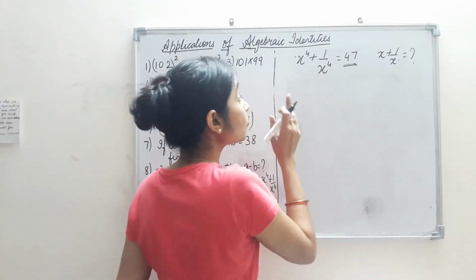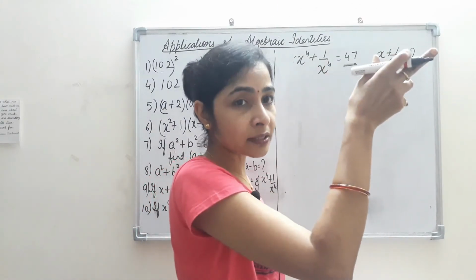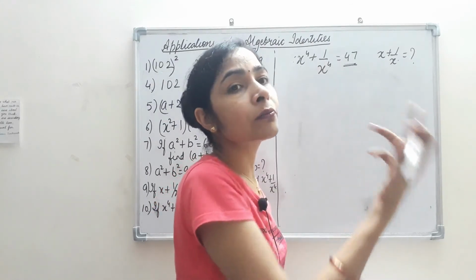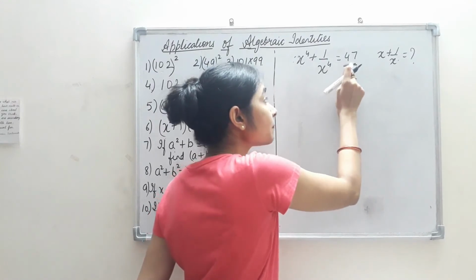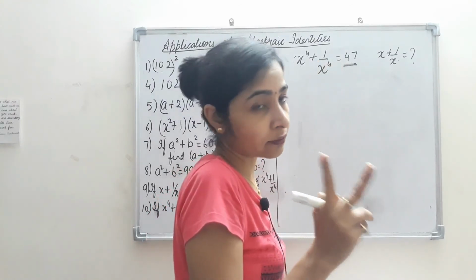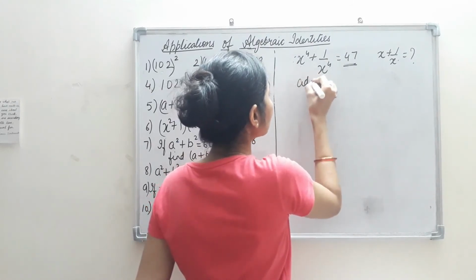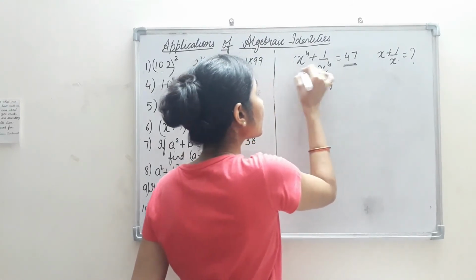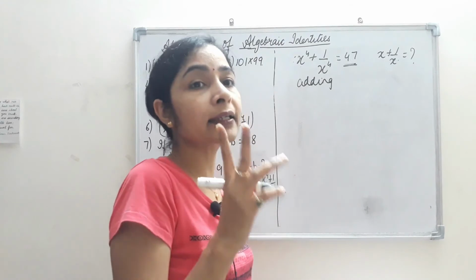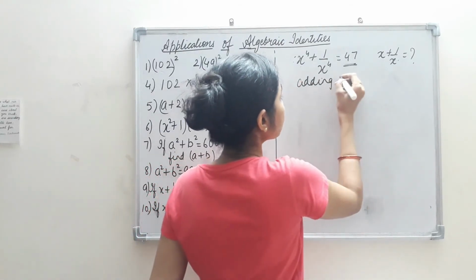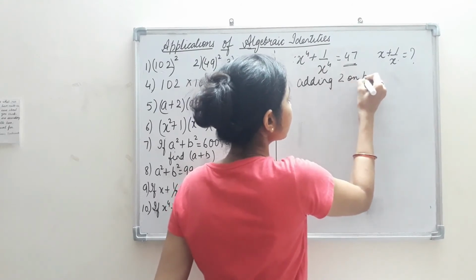As we did squaring on both the sides in the previous question, we will now do adding 2 on both the sides, because to make it a perfect square we need 2 more here. Moreover, to make it an identity, I need 2ab here. So I will add 2 on both the sides.